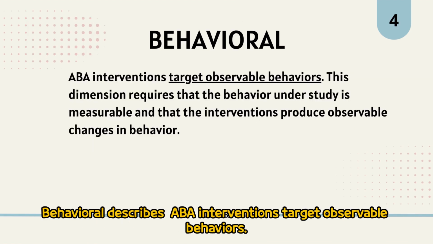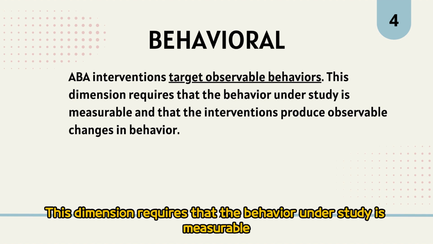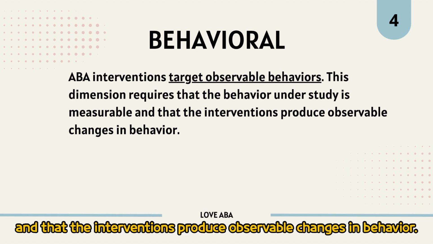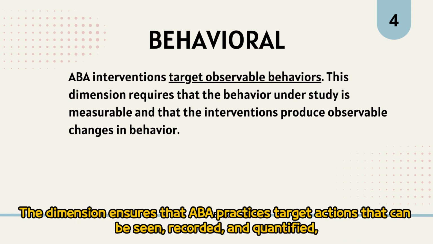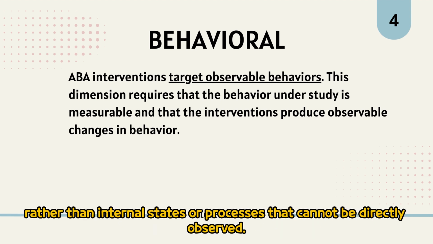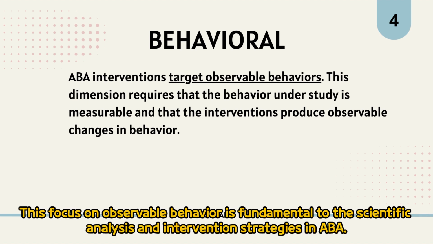Behavioral describes that ABA interventions target observable behaviors. This dimension requires that the behavior under study is measurable, and that the interventions produce observable changes in behavior. The dimension ensures that ABA practices target actions that can be seen, recorded, and quantified, rather than internal states or processes that cannot be directly observed. This focus on observable behavior is fundamental to the scientific analysis and intervention strategies in ABA.